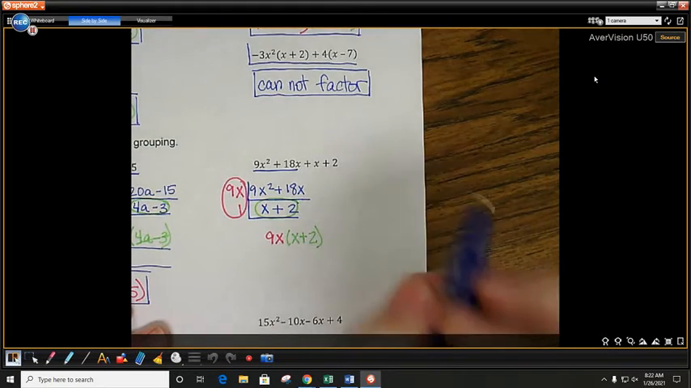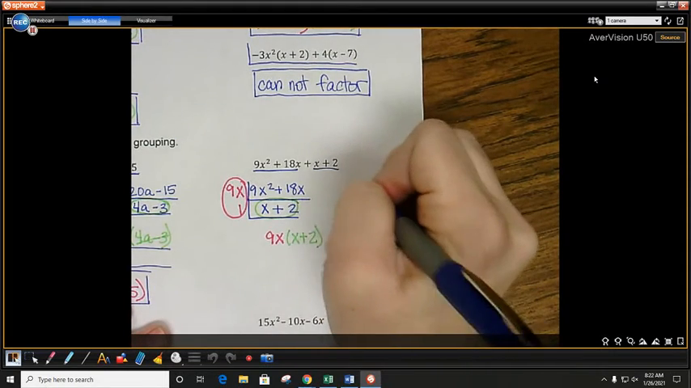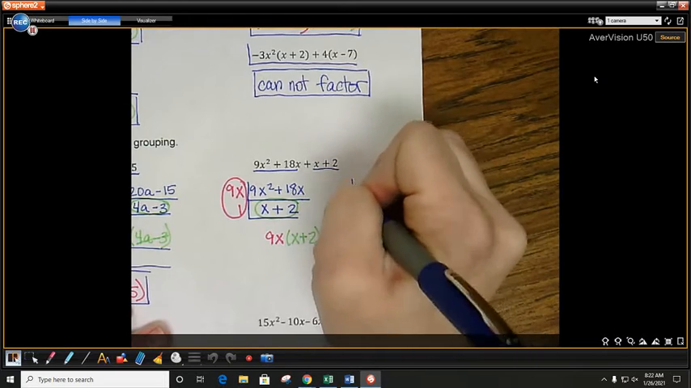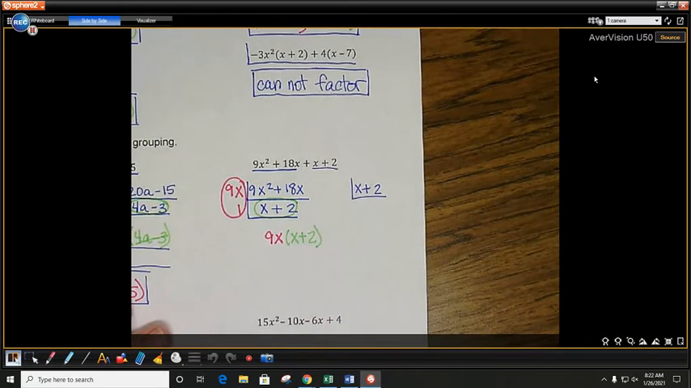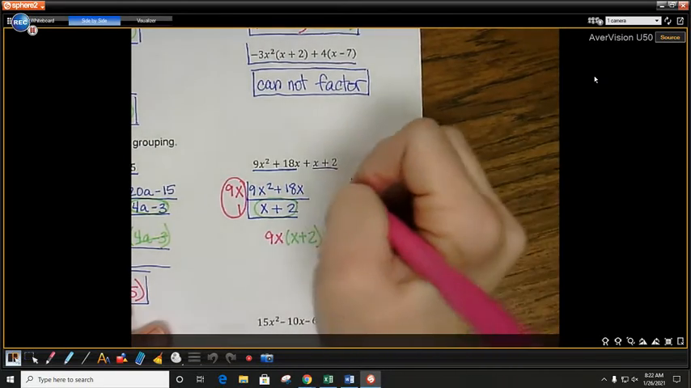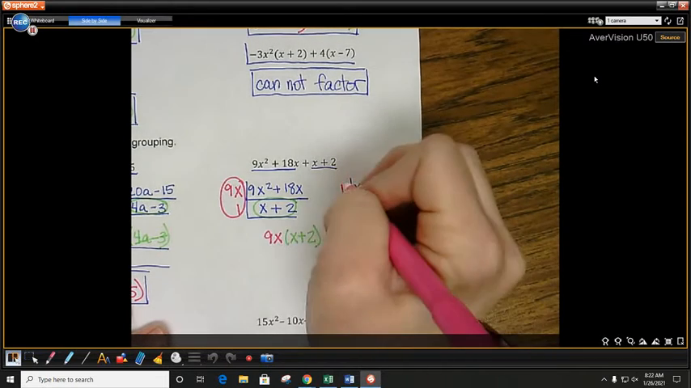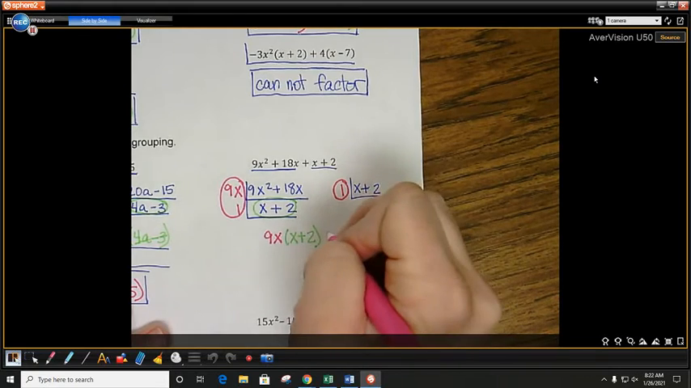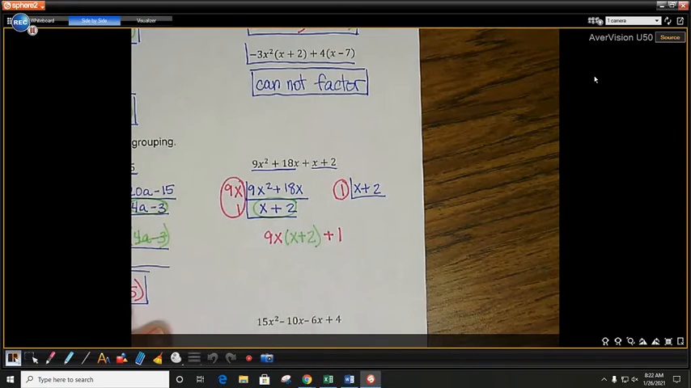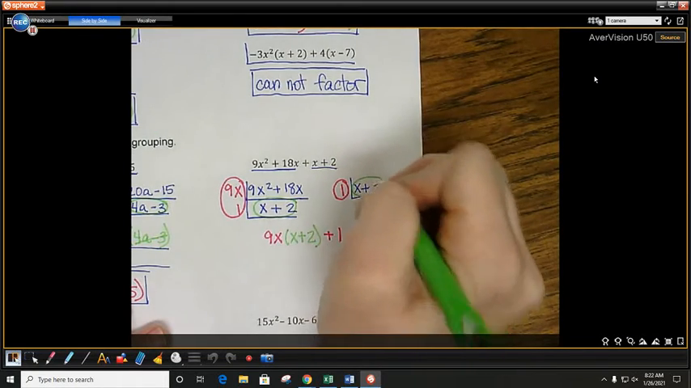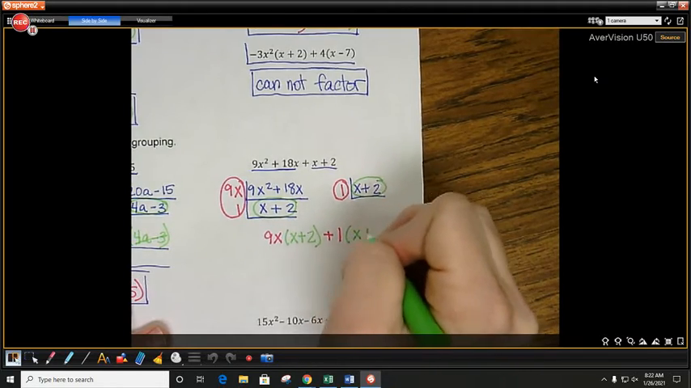Factored my first two terms, now let's factor our last two terms, x plus 2. Do your upside down division. Well, there's nothing in common with x plus 2 other than 1, because again, everything is always divisible by 1. So my GCF is 1, and it's a positive, so plus 1, times the last row of my upside down division, which is x plus 2.